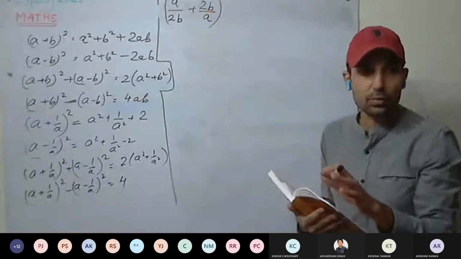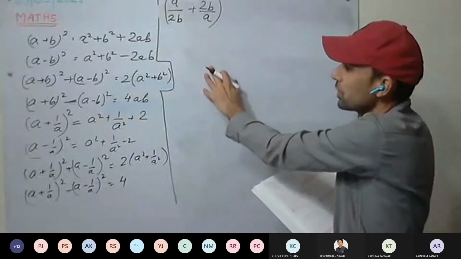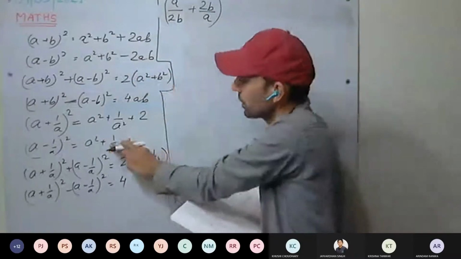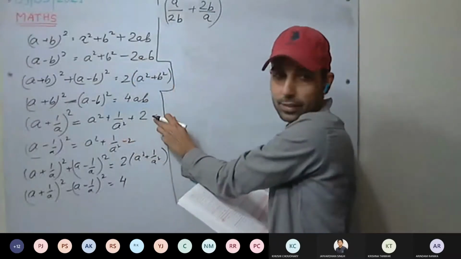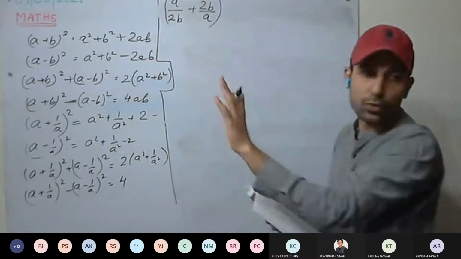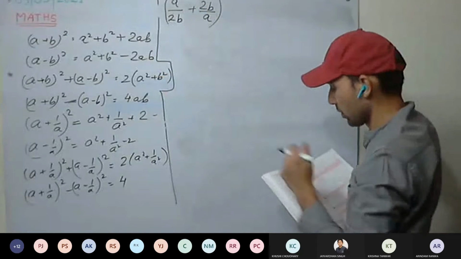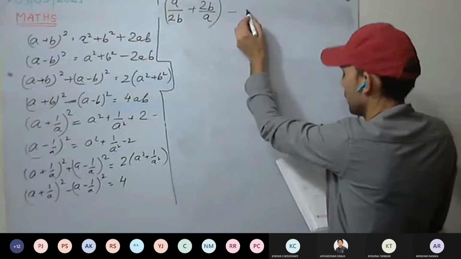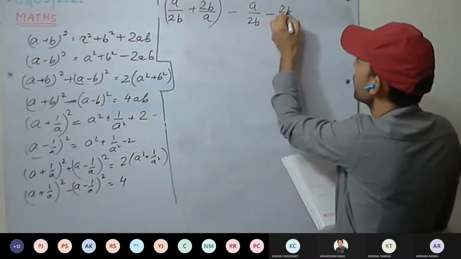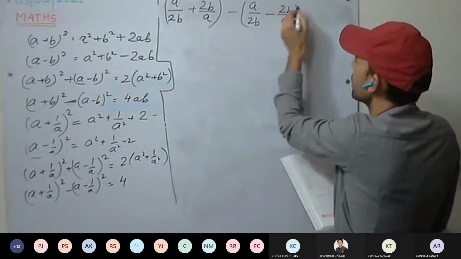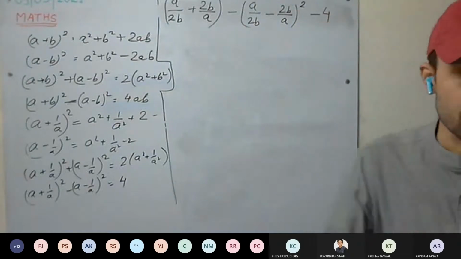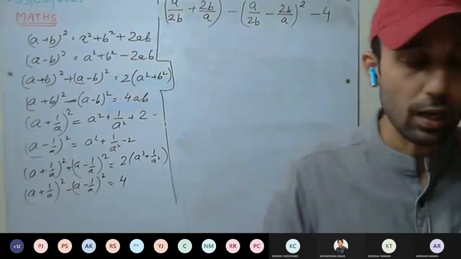If we are not able to figure it out, there is no issue. We can use these identities. If we can figure out, we'll be using this identity. If you are not able to figure out, we can use first one. We'll get the same answer. Okay. Minus of a upon 2b minus 2b upon a the whole square minus 4. Okay, this is the question.